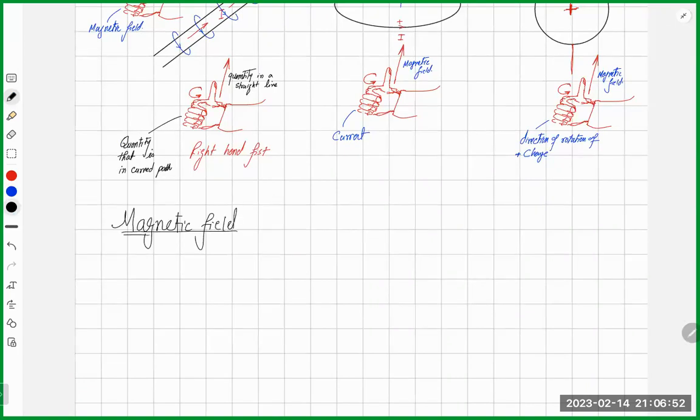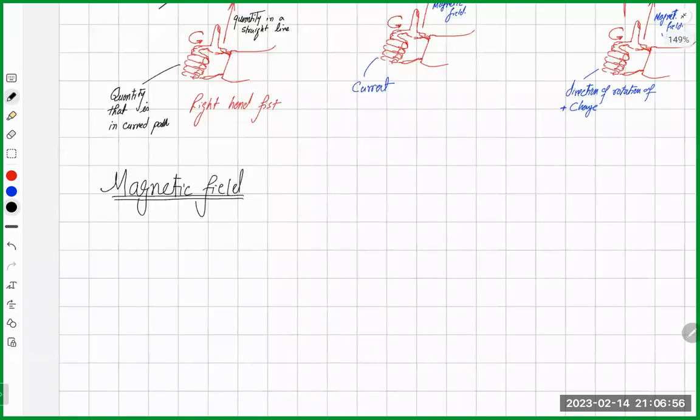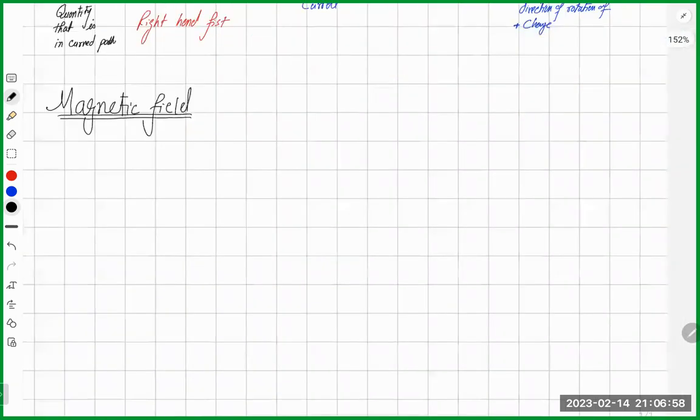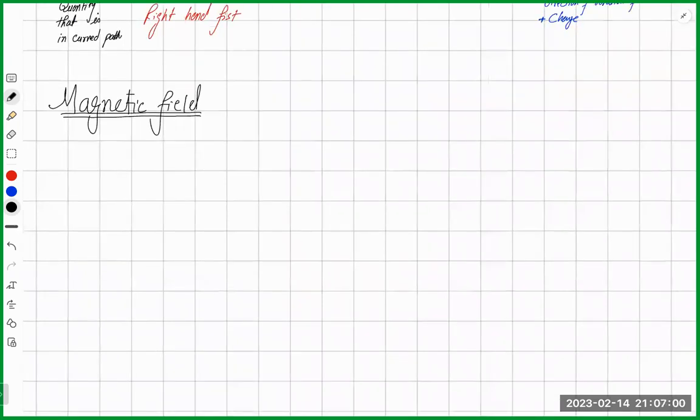Magnetic field, I think, is an area in which an object is affected by a magnet. Good. What you are trying to say in different words is that it is the region of influence of a magnet. It is the region around a magnet where it can influence other magnetic materials or magnets or currents or moving charges. So here we go.